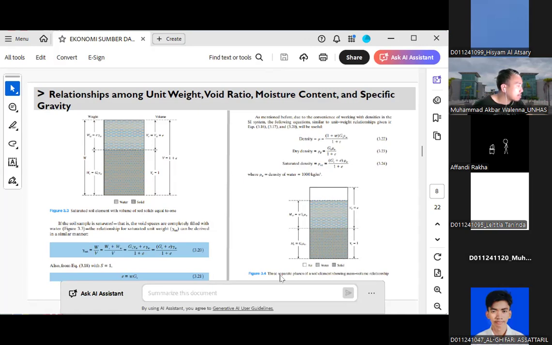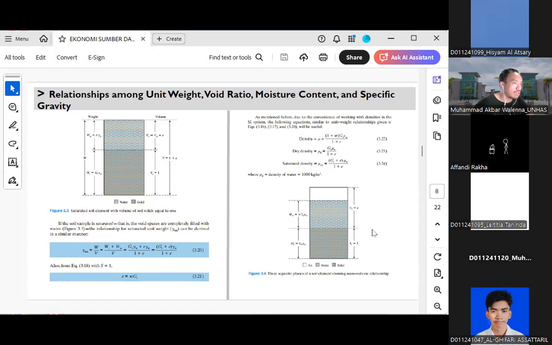Equation 3.21 is important, on void ratio and specific gravity. This equation connects void ratio, moisture content, and specific gravity. If you know how much water the soil holds, which is related to the moisture content, and we know the specific gravity, then we can calculate the void ratio.